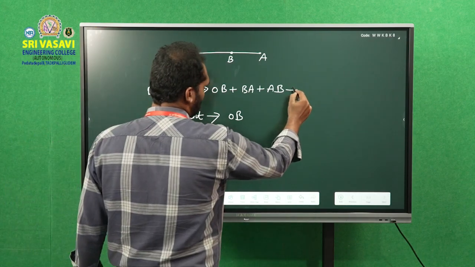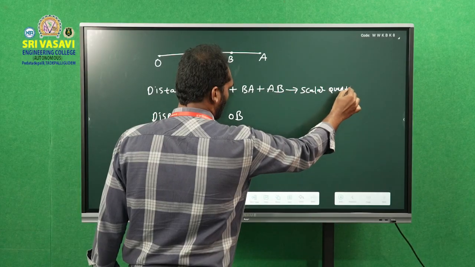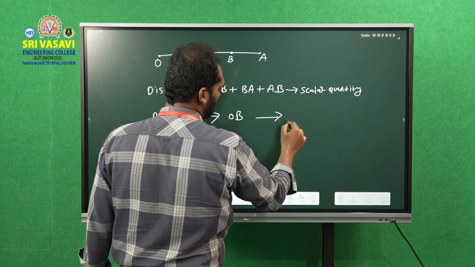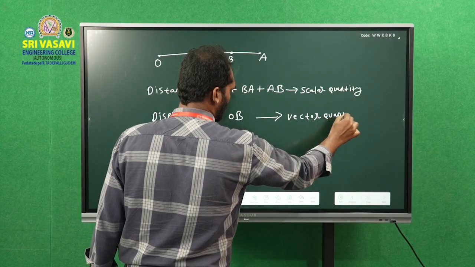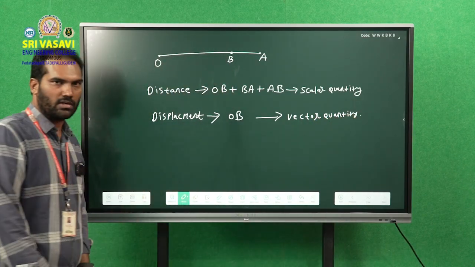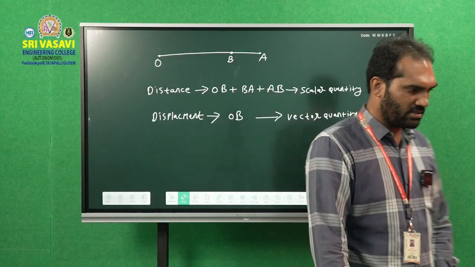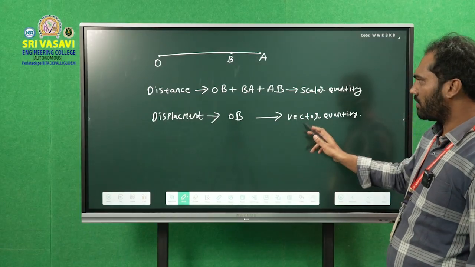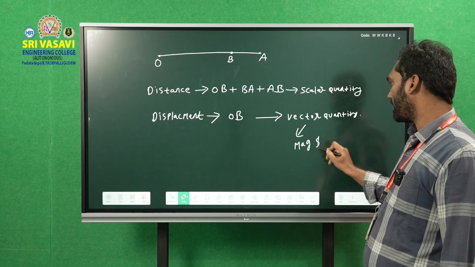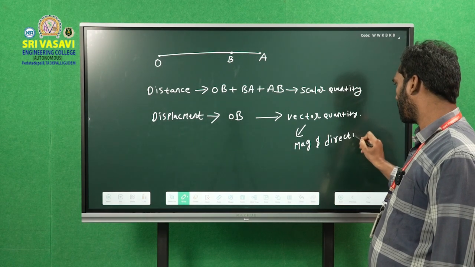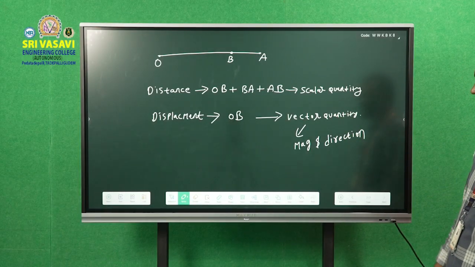So distance is a scalar quantity, and displacement is a vector quantity. A scalar quantity only has magnitude, the direction is not there. But a vector quantity has both magnitude and direction. So the distance is a scalar quantity and the displacement is a vector quantity.